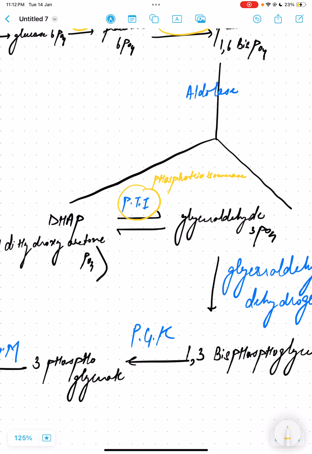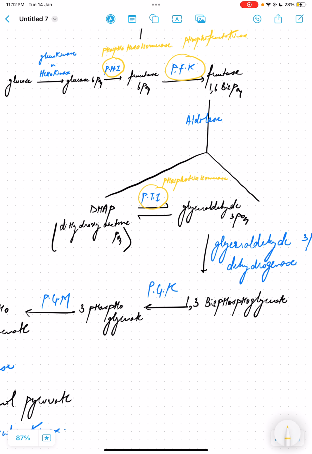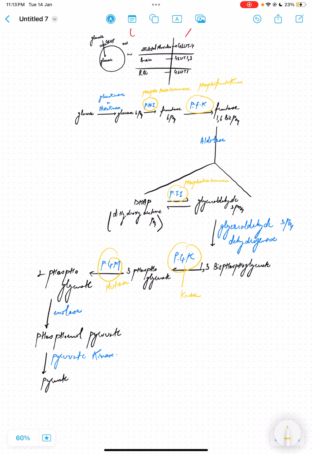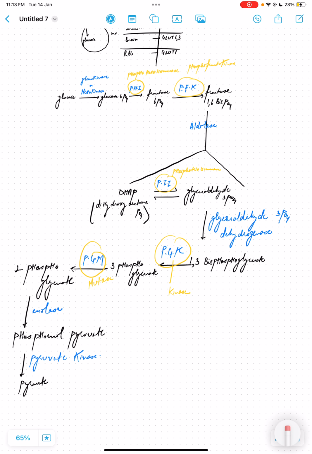Then glyceraldehyde 3-phosphate will convert into 1,3-bisphosphoglycerate with the help of the enzyme glyceraldehyde 3-phosphate dehydrogenase. 1,3-bisphosphoglycerate will convert into 3-phosphoglycerate with the help of the enzyme phosphoglycerate kinase. 3-phosphoglycerate will convert into 2-phosphoglycerate with the help of phosphoglycerate mutase, and 2-phosphoglycerate will convert into phosphoenolpyruvate with the help of the enzyme enolase. Phosphoenolpyruvate will convert into pyruvate with the help of the enzyme pyruvate kinase. So this is in short about glycolysis.